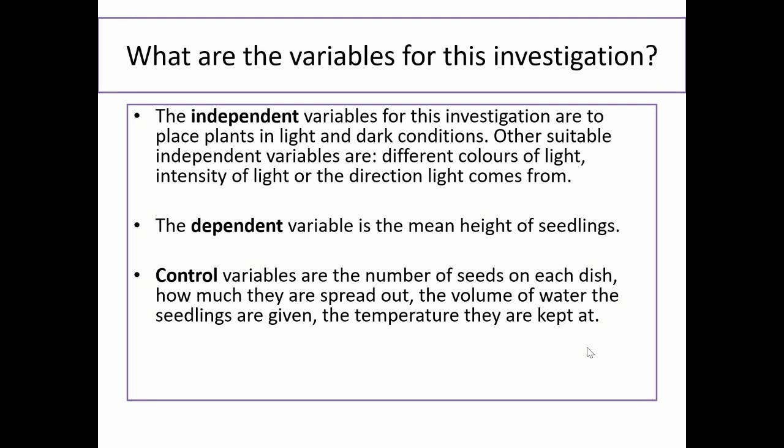What are the variables for this investigation? Well, the independent variable for this investigation is to place the plants in light or dark or partially light conditions. The dependent variable is the mean height of seedlings, and the control variables are the number of seeds on each dish, how much they're spread out, and the volume of water the seeds are given. The temperature is also important.